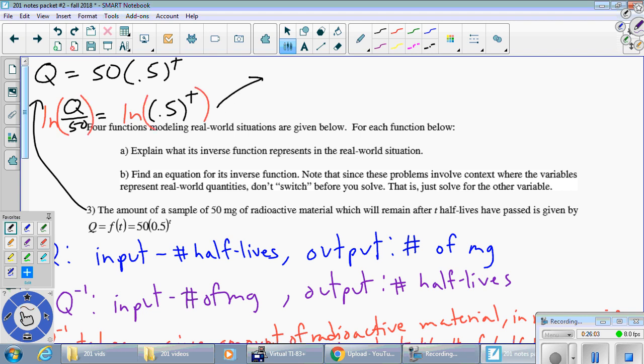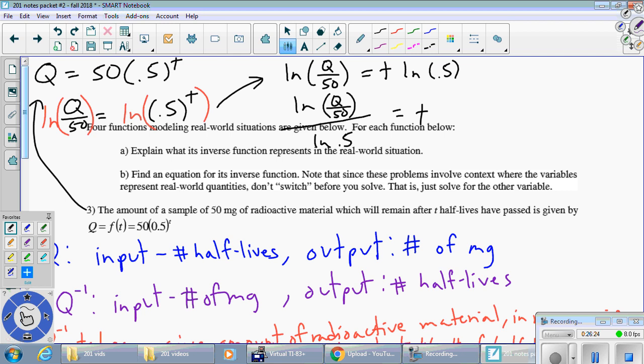And then the left-hand side stays as it is. But the right-hand side, we're going to bring that t down in front of the log. And then we're going to divide both sides by 0.5. And that's it. That is our formula for the inverse function. It's a t equals, and q is now the independent variable, the input variable.